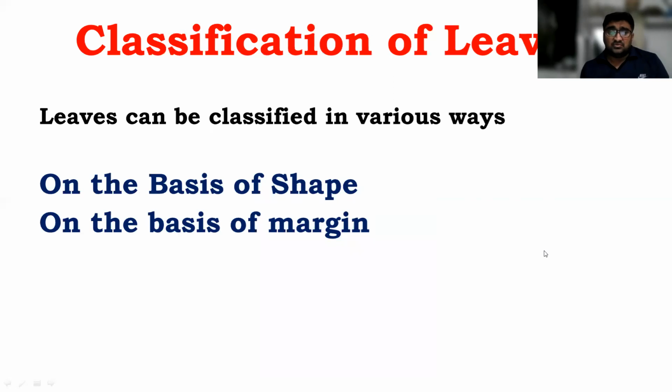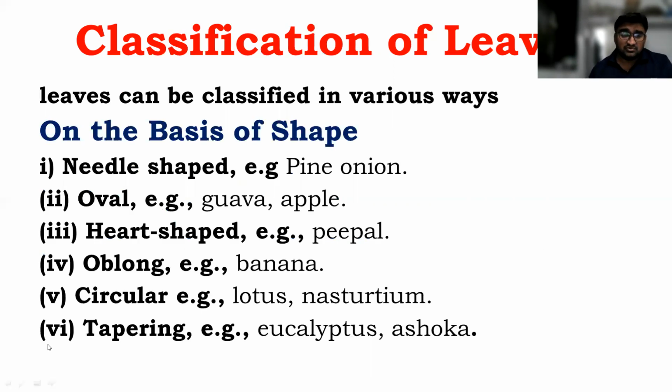Now the classification of leaves. Leaves are classified into different types on the basis of their shape or on the basis of the types of the margins. So now we will study the different types of leaves on the basis of shape. The first is needle shape leaves. Needle shape leaves have a needle-like shape, with a very pointed end.